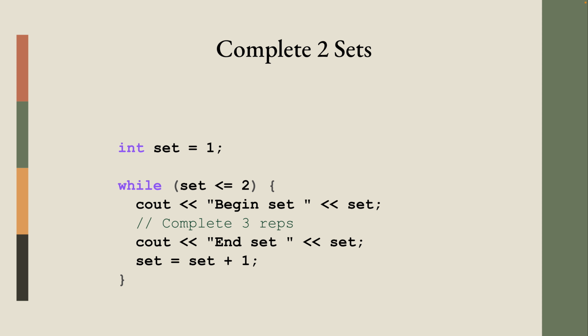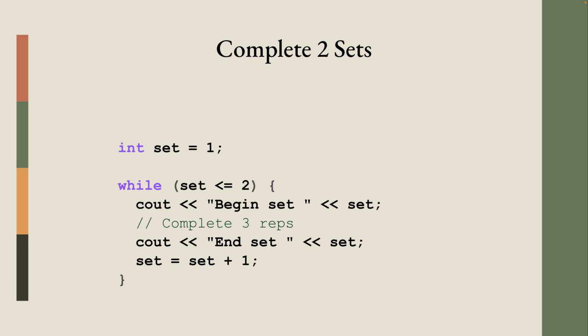All right, what happens if we put this set equals set plus 1 line at the beginning of the while loop? Yeah, so the loop will still run 2 times because we didn't change the condition, but what we output will be different. It'll say begin set 2 and set 2, and then it'll say begin set 3 and set 3. So it'll still run twice, but the count is going to be 2 and 3, which isn't what we want in our case. So do people understand why we need to put that at the end of the loop?